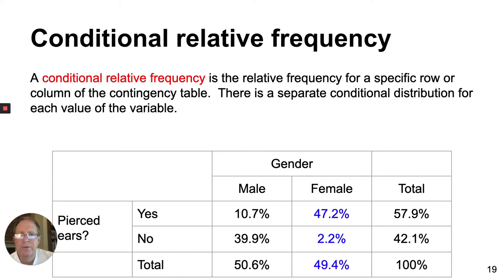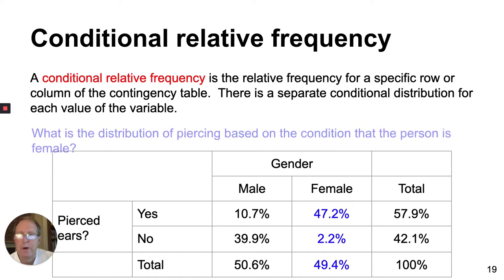Conditional relative frequencies. A conditional relative frequency is the relative frequency for a specific row or column of the contingency table. And there are separate conditional distributions for each value of the variable. So, what is the distribution of piercing based on the condition that the person is female? Assuming that the person is female, what is the distribution of piercing? Well, now we're going to look at the column for female only. These are the conditional relative frequencies.